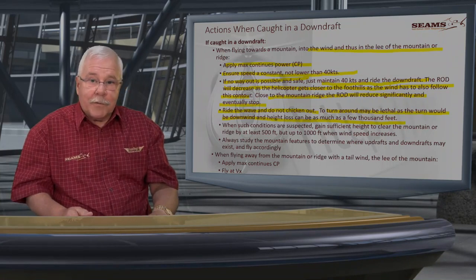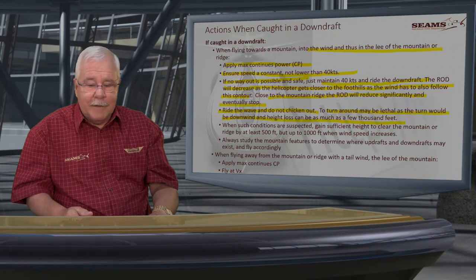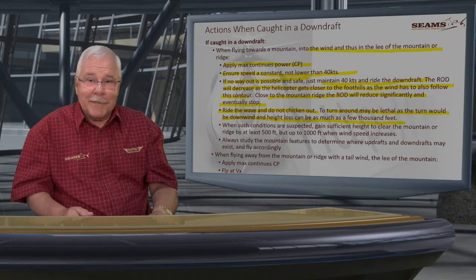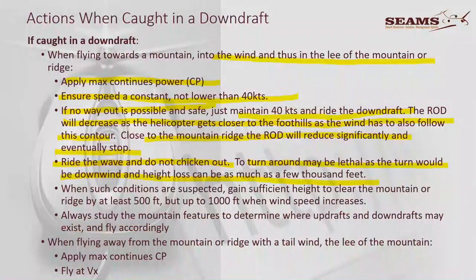But I was also taught not to chicken out. And although I felt like a chicken, I couldn't chicken out. All right. When in such conditions, if you suspect it, then gauge sufficient height to clear the mountain by 500 feet. Now, I say that 500 feet with tongue in cheek because I think it's too low. 1,000 feet plus, man. Always study the mountain features to determine where updrafts and downdrafts may exist and fly accordingly.